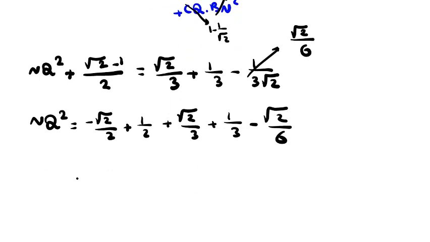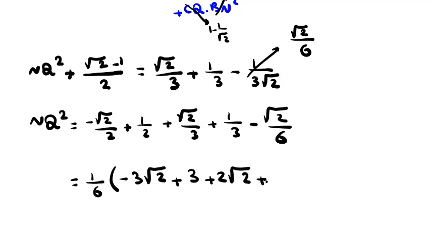Now if we use common denominator 1 over 6, it will be negative 3 root 2 plus 3, plus 2 root 2 plus 2 minus root 2. And let's see, it will be 1 over 6. 2 plus 3 is 5, and negative 3 root 2 plus 2 root 2 minus root 2 is negative 2 root 2.